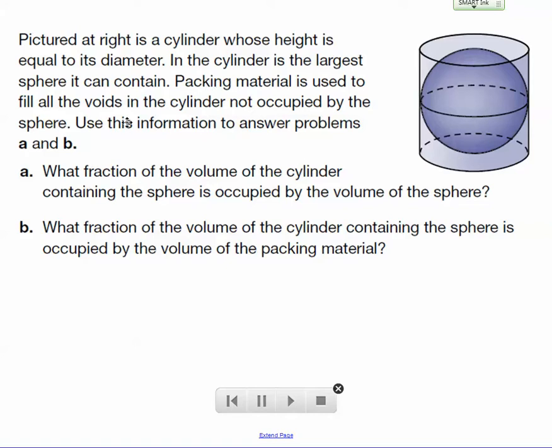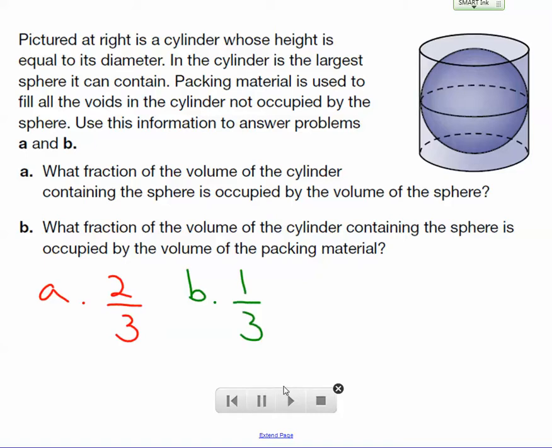So packing material is used to fill all the voids in the cylinder not occupied by the sphere. So these light blue areas on the top and the bottom are filled in with packing material. So on part A, what fraction of the volume of the cylinder containing the sphere is occupied by the volume of the sphere? And I'll just tell you flat out, it's 2/3 of the sphere. Okay, and then on part B, what fraction of the volume of the cylinder containing the sphere is occupied by the volume of the packing material? Well, if 2/3 is occupied by the sphere, then 1/3 is occupied by the packing material.